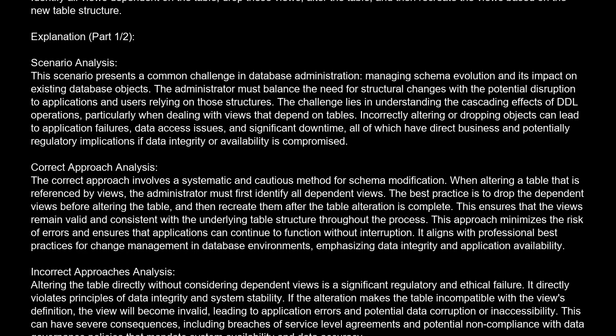The correct answer is B. Identify all views dependent on the table, drop these views, alter the table, and then recreate the views based on the new table structure. Explanation.